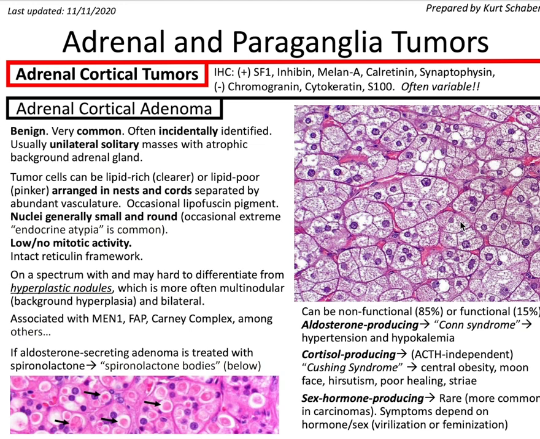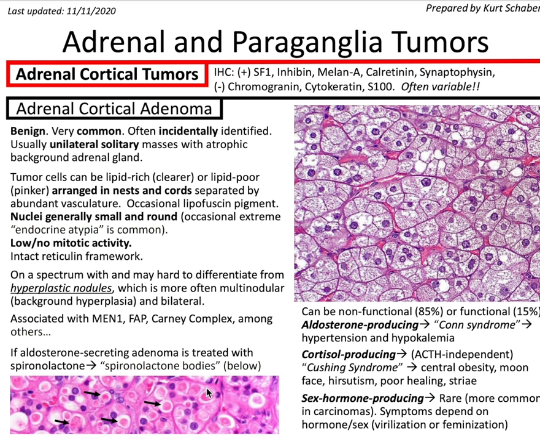And if you have an aldosterone-secreting adenoma and the patient is treated with spironolactone, you can develop these spironolactone bodies, these pink concentric circular concretions. Adrenocortical adenomas mostly are non-functional, around 85%, or functional, around 15%.